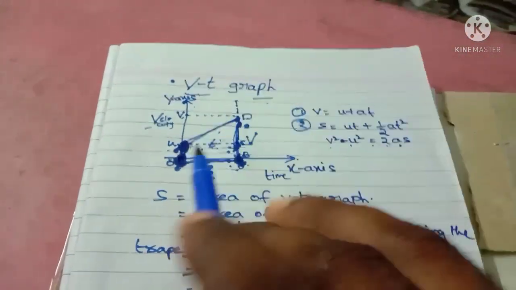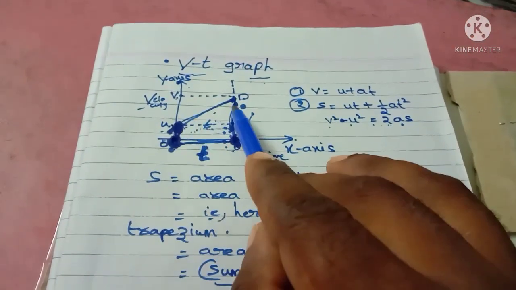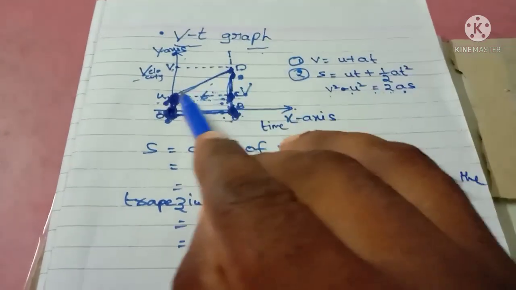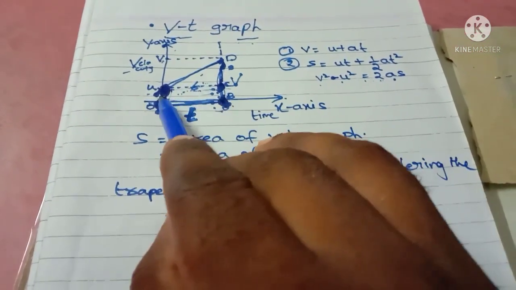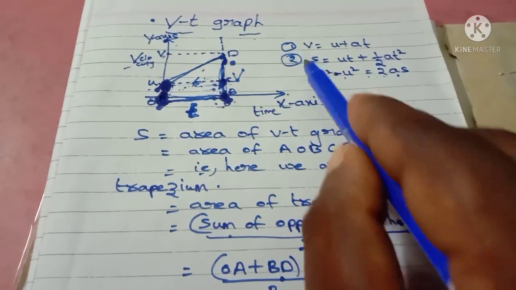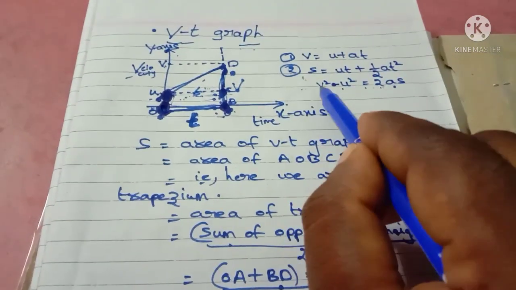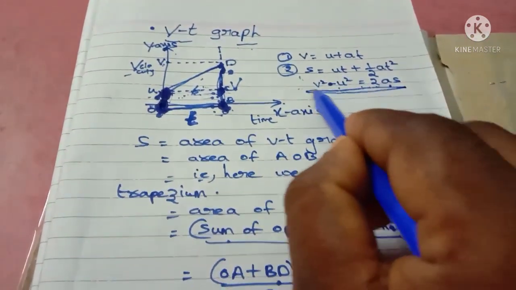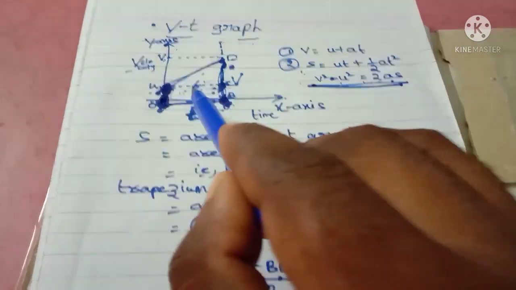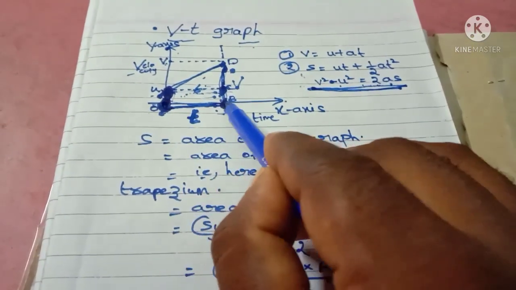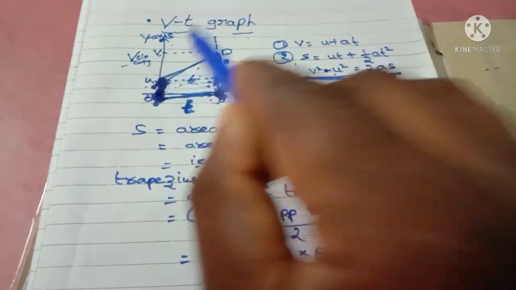Previously we considered the area of this triangle and the area of this rectangle, for the second equation. But now we are deriving the third equation, that is V square minus U square equals 2AS. That means we are considering this whole graph as a trapezium.